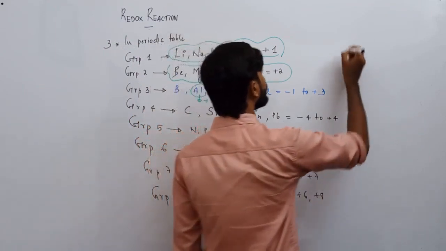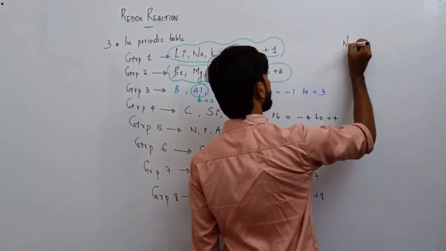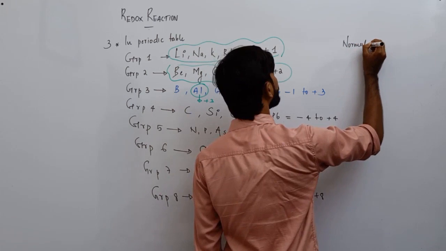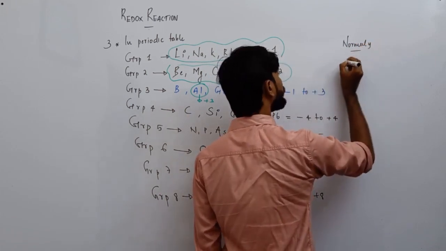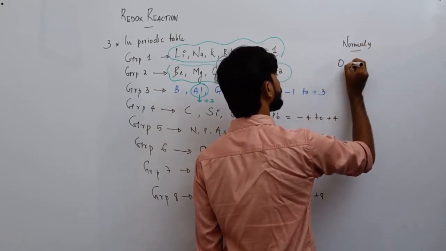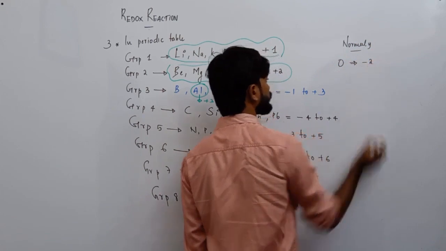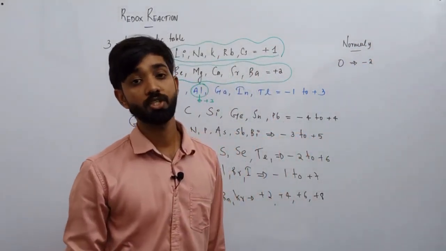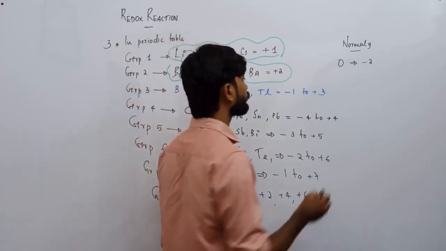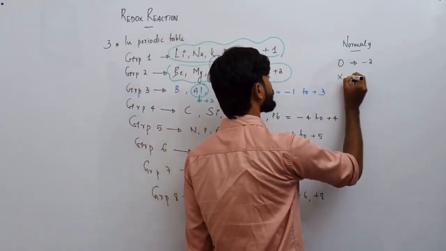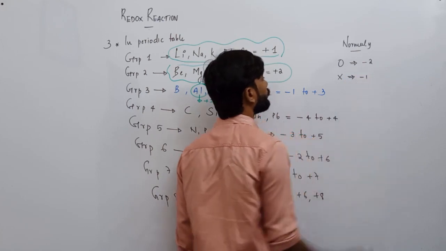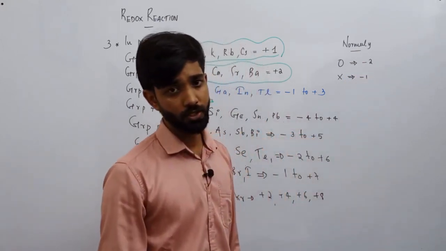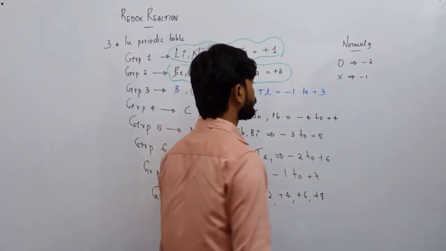And in a normal case, normally you should choose oxygen with an oxidation state of -2. Normally you have to choose the oxidation state of oxygen as -2 and the oxidation state of halogen as -1, in a normal sense, without any exception.